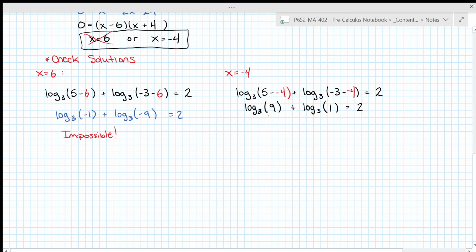The log base 3 of 9 is looking for the exponent on the power of 3 that would equal 9. That's 2. This is saying what's the exponent on the power of 3 that would give you 1 as an answer. Again, from Algebra 2, anything to the 0 power is 1. That means that the log base anything of 1 is 0 every single time. So I'll get that is 2. That one checks out. So x equals negative 4 is my only true solution here.